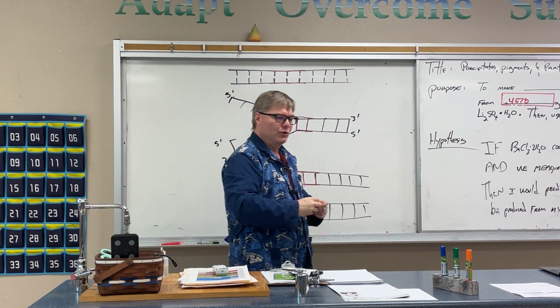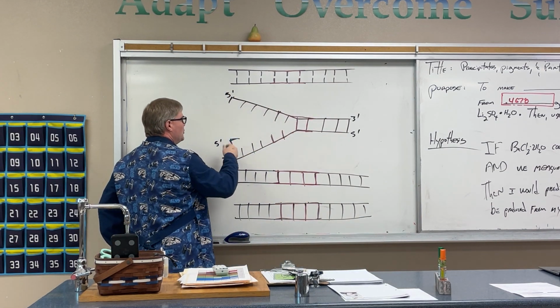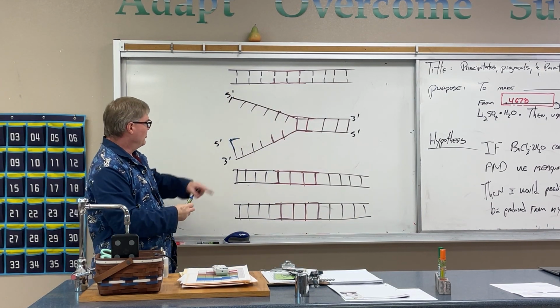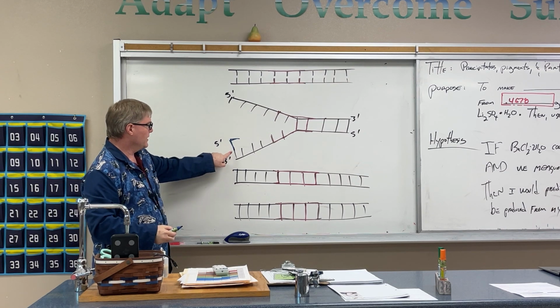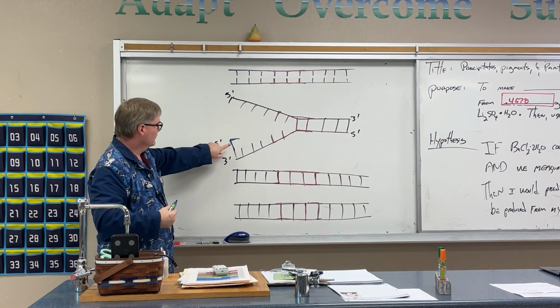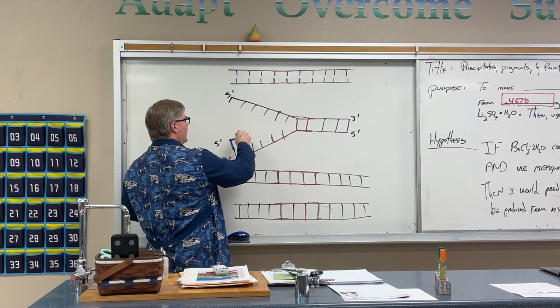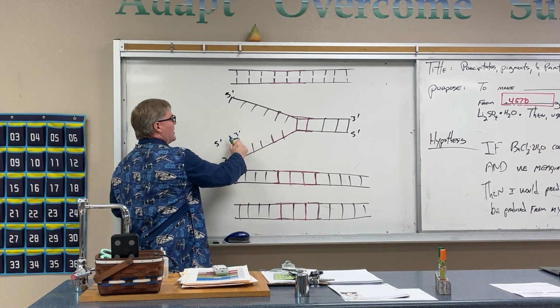Here, let's make the new piece blue. So that's a new nucleotide. And we put it there because we read this nucleotide and follow Chargaff's rules. So put that nucleotide in place. This would be the 3' end of that nucleotide.